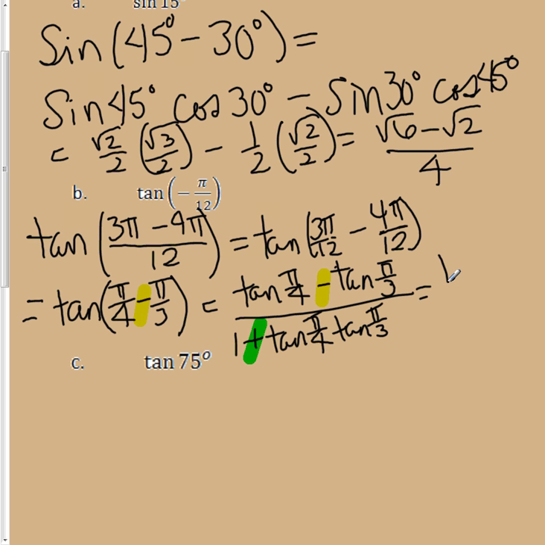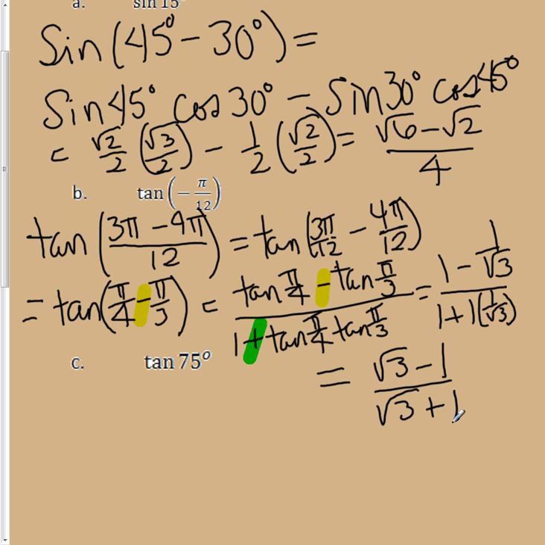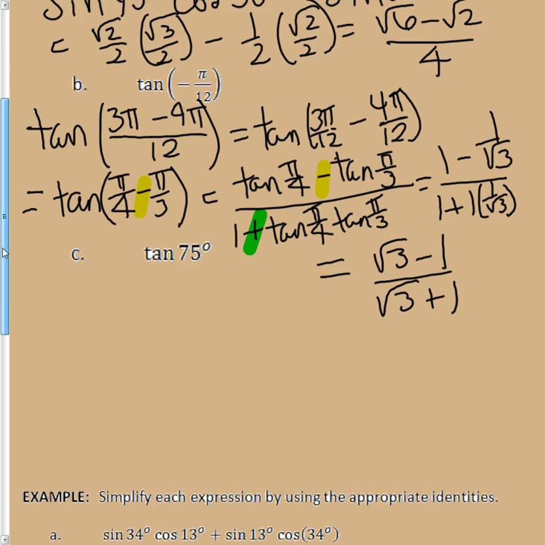Tangent of pi over 4 is 1. Tangent of pi over 3 is the square root of 3. Then it's 1 plus. The tangent of pi over 4 is 1. The tangent of pi over 3 is the square root of 3. And because we don't like to leave fractions inside of fractions, let's go ahead and multiply everything by the square root of 3. And so I'm going to get the square root of 3 minus 1 over the square root of 3 plus 1. And I'm going to go ahead and let you guys do the tangent of 75 degrees, and I'll give you the answer.